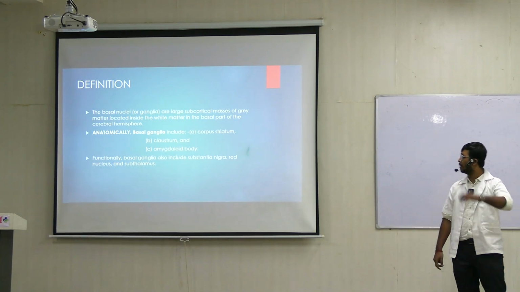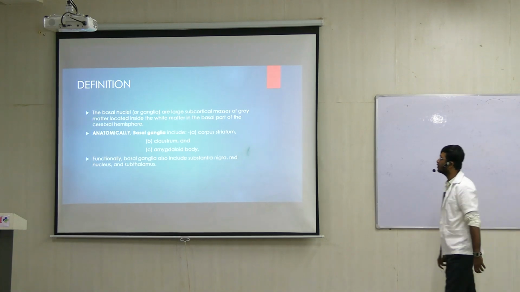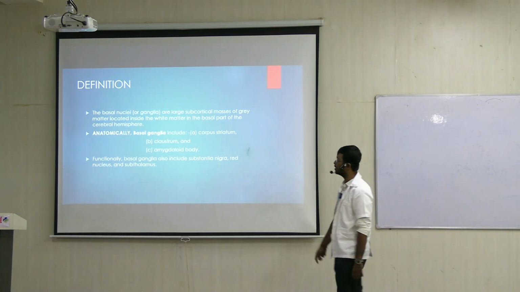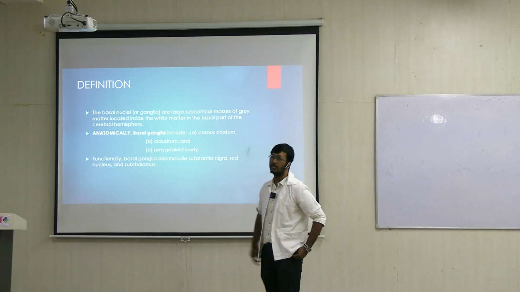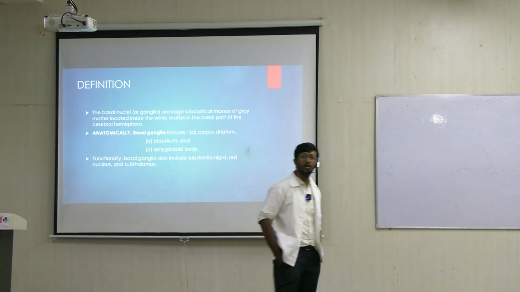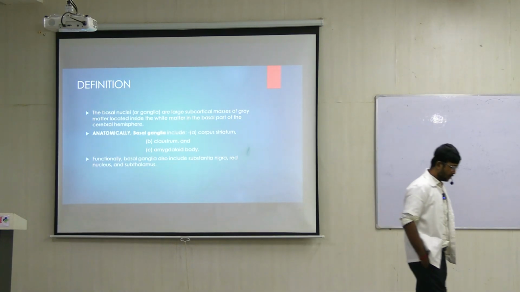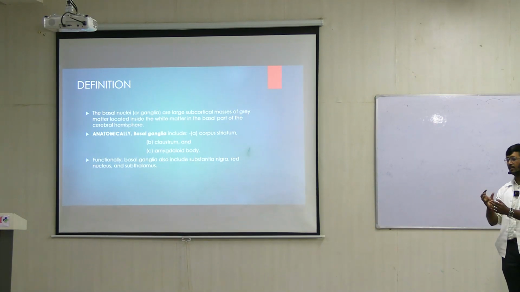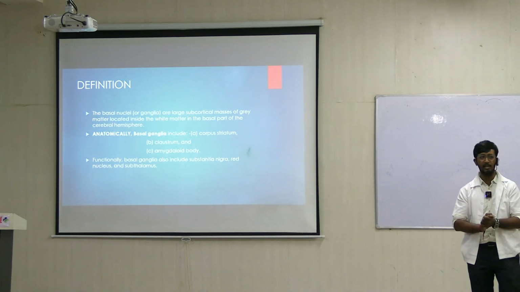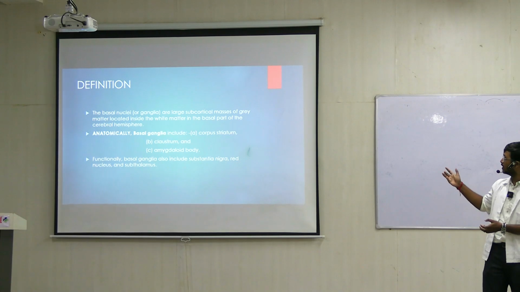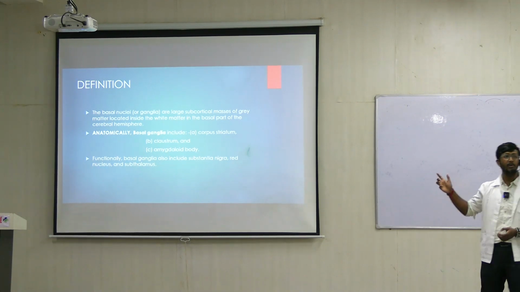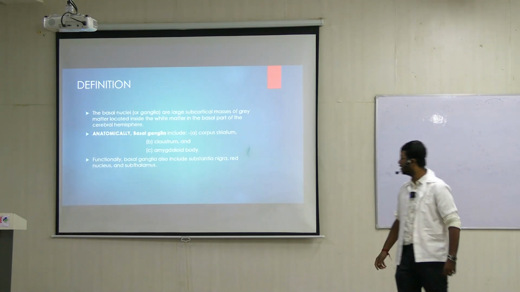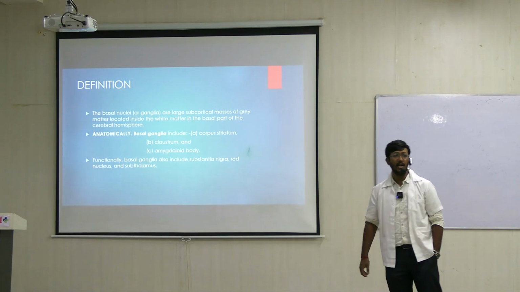Now anatomically, basal ganglia includes these three structures: the corpus striatum, claustrum and the amygdaloid body. But functionally it also includes the substantia nigra, red nucleus and the subthalamus. What do you mean by these two lines? Anyone? Anatomically means these structures are present in the basal ganglia, that is the corpus striatum, claustrum and amygdaloid body.